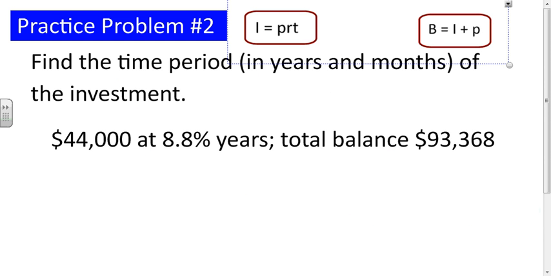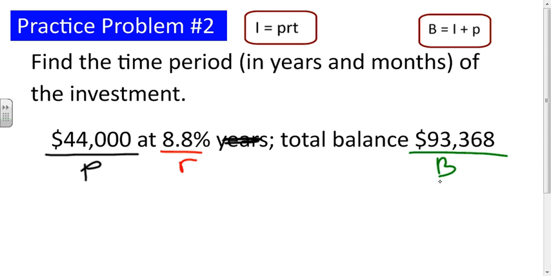All right, and last one here. I want to find the time period in years and months of this investment. $44,000 is my principal at 8.8%, and that's my rate. And I have a total balance here of $93,368.